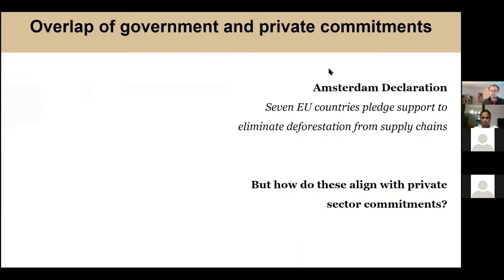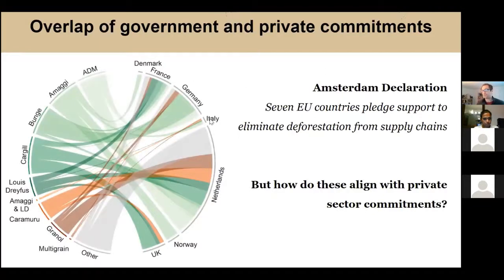And then the final question or result is thinking about the overlap between commitments of actors within the supply chain. The Amsterdam Declaration is 7, and hopefully increasing soon, EU countries that pledge to support elimination of deforestation from supply chains. If we look at those countries and their imports, we can look at the Netherlands, for instance. This is just direct imports. The Netherlands imports a lot of the EU's soy into its ports.